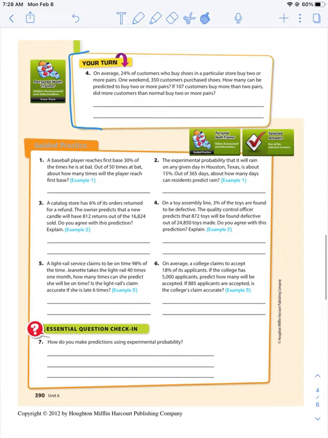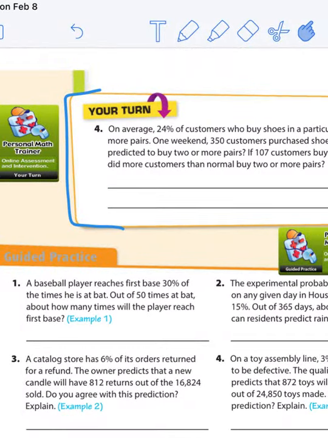Okay, so first we're going to use 24% and 350 to find the number we can predict. So 24% is the same thing as 0.24, of means multiply, 0.24 times 350. We'll enter that in a calculator and we get 84. So we can predict that 84 people are going to buy 2 or more pairs.